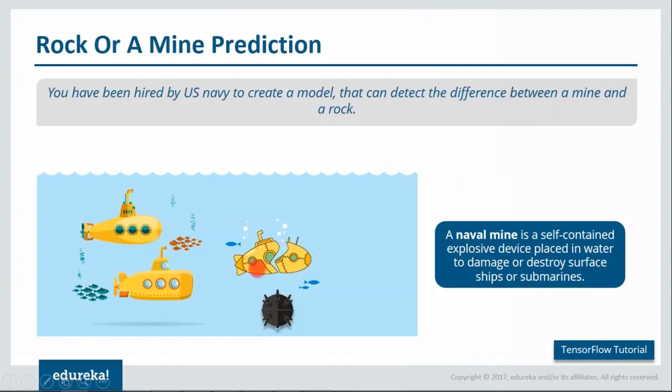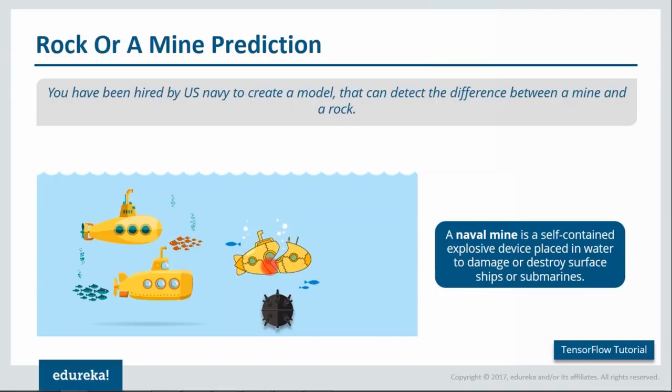So here we have 3 submarines, out of which one is broken down into small pieces when it passes through a naval mine. The major use of these underwater mines or naval mines began in World War I. Similarly, in World War II, nearly 700,000 naval mines were laid, accounting for more ships sunk or damaged than any other weapon. So now you must have understood the importance of this use case. This model can actually save a lot of lives.